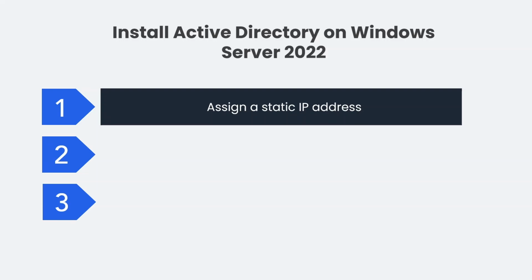First, assign a static IP address. A domain controller must always have a fixed IP address. If the server uses DHCP, the IP can change and users won't be able to find the domain controller. And since every computer in the domain must communicate with the domain controller, the IP address must stay the same. That's why assigning a static IP address is the first requirement.